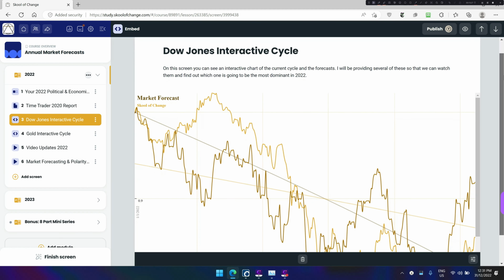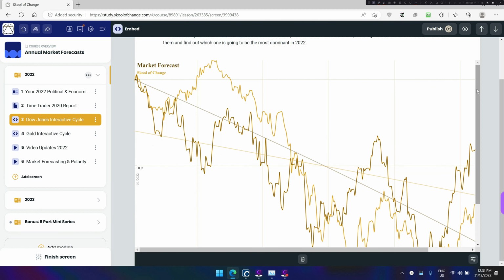Now we build these interactive forecasts in our back end, and this is exactly what we've provided you for our 2023 forecast. If you see, we've also got our 8-part mini series. The 8-part mini series is what's going to teach you how to build these. I'm going to show you the actual steps that I use to build these, and I'm doing that because I don't think I'm going to build these myself for much longer. So I'm just trying to show people now how to do them themselves.